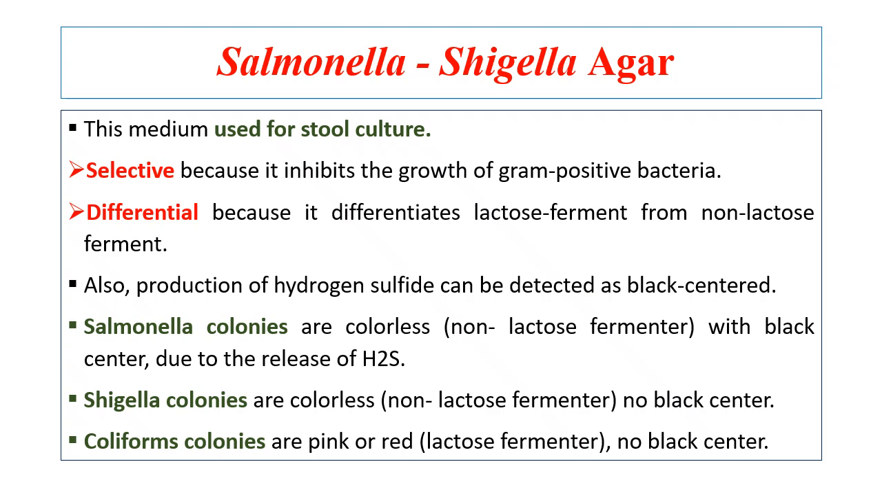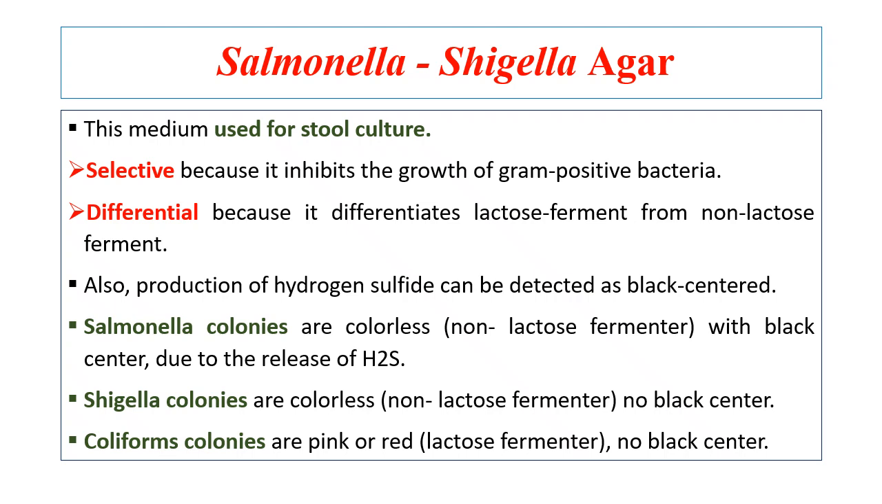Another selective and differential media is Salmonella-Shigella agar, which is mainly used for stool culture. For identification, Salmonella-Shigella agar is selective as it inhibits growth of the gram-positive, allowing the growth of the gram-negative. Differential, it contains lactose. It can differentiate the lactose fermenter from the non-lactose fermenter bacteria. In this type of media, we can also detect the production of hydrogen sulfide, which is detected as a black center.